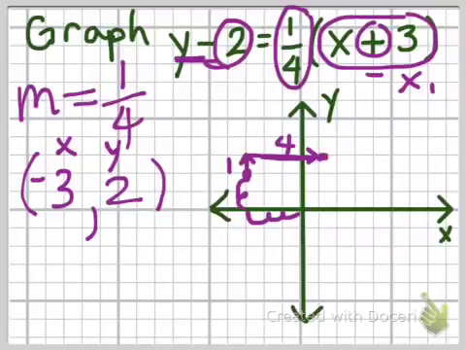Let me make those points in a different color to make them stand out a little bit. So here was our first point. And here's our second point. So now we're going to draw the line. Let's get a line tool, and connect the dots. And there it is. There's our line.